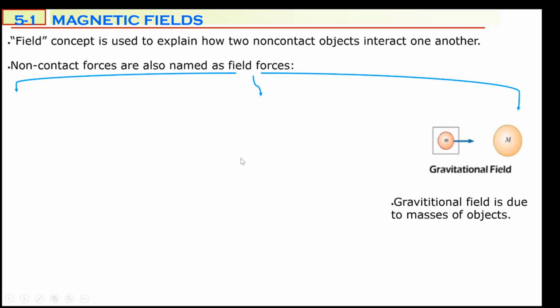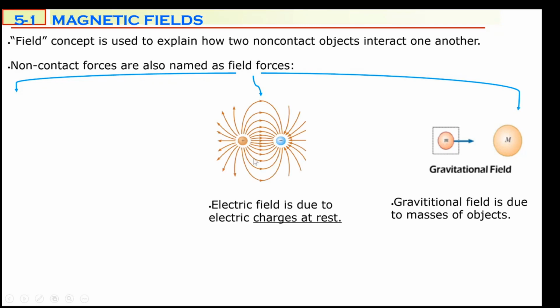The second one, which you studied last year, is electric charges, electrons and protons. For example, an electron and a proton. Are they in contact? No. How do they interact? How do they attract each other? We explain it like this: every charged particle produces an electric field around itself. When another charged particle enters this electric field, it will be attracted. So the electric field is used to explain the interaction between charged particles.